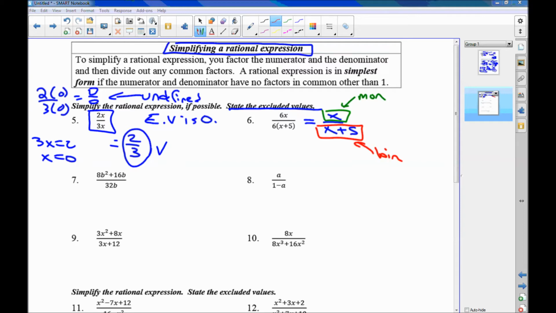Okay? So we cannot cancel this anymore. This is the simplified version. So x over x plus 5 is our simple version. And we do have an excluded value.